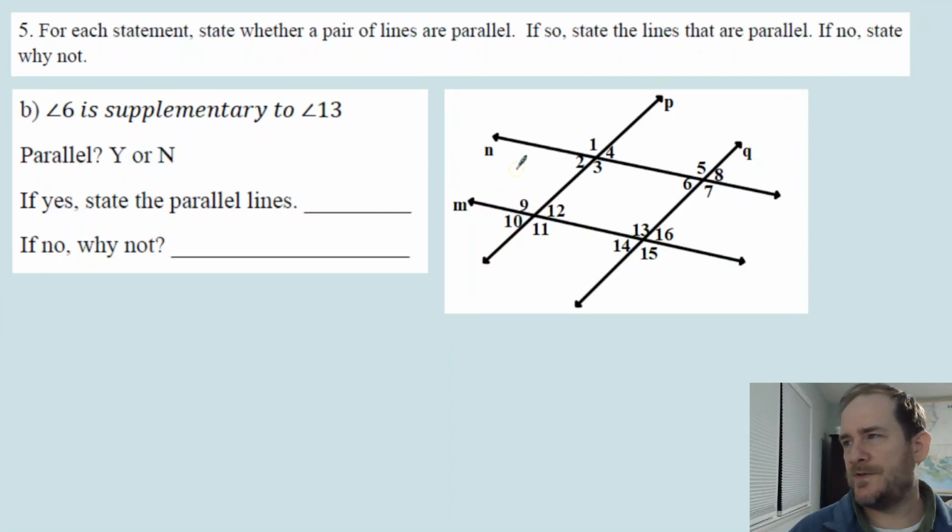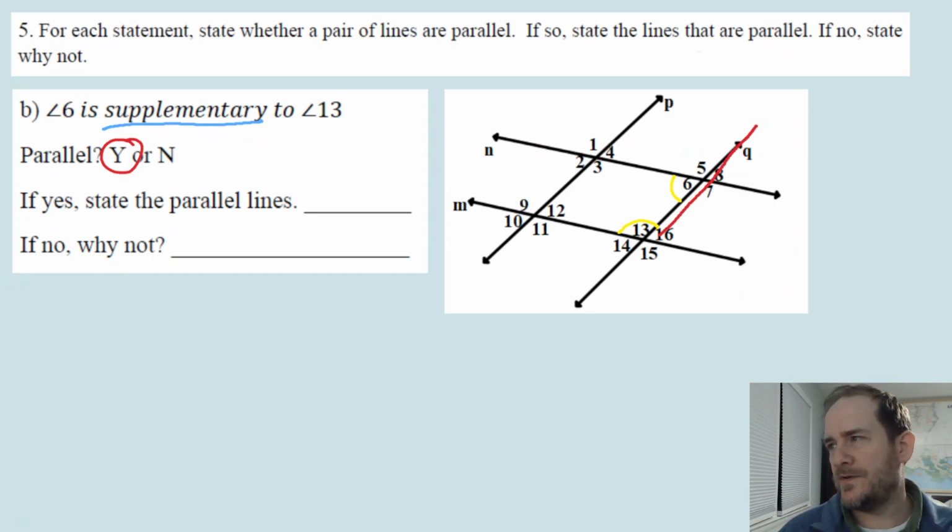But they're asking us about 6 and 13 this time. There's 6. There's 13. Those are same side interior angles. And if the lines were parallel, those same side interior angles would be supplementary. Oh, it says right here that they are supplementary. So since they're supplementary, we do know that we've got some parallel lines.